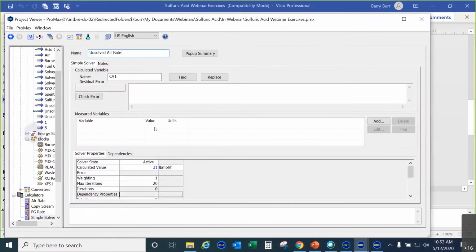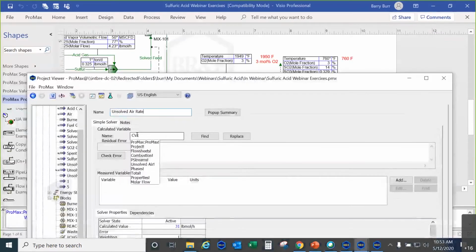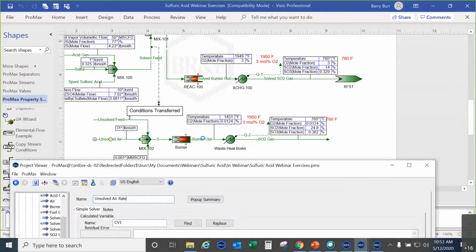Now we need to add the measured variable. We're going to adjust the air rate. You can see here the calculated variable is the ProMax project flow sheets combustion stream unsolved air molar flow. That's what is going to be adjusted, but we need to adjust it so that the burner outlet stream has 3 mole% oxygen.